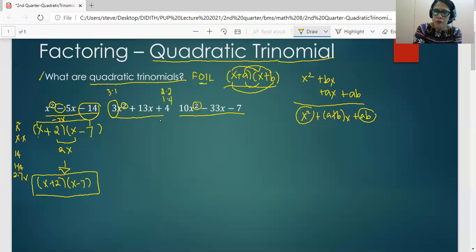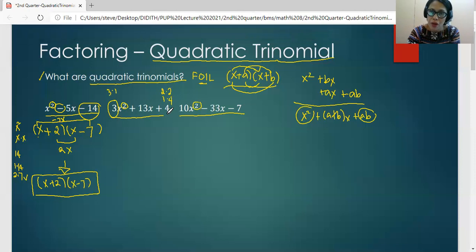Now, another thing that we have to consider is that everything here is positive. So we are considering a pair of positive factors for 4. If this is positive 4, we're expecting that the factors of positive 4 are either a pair of negative or a pair of positive factors, because multiplying like signs results in positive. But we will disregard a pair of negative factors since the middle term here is positive.